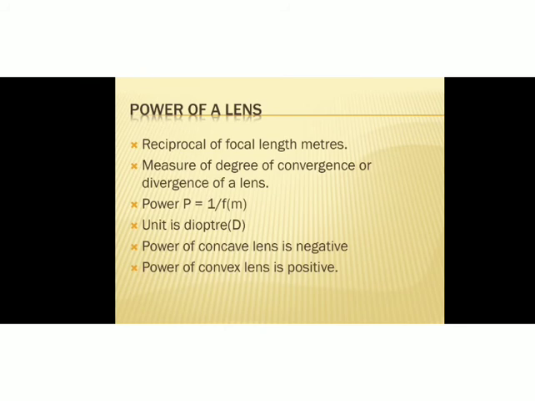Next, we are moving on towards the last concept of this chapter, that is power of a lens. So what do you mean by power of a lens? We have already learned that the ability of a lens to converge or diverge light rays depends on its focal length. Okay, so how can we prove that?